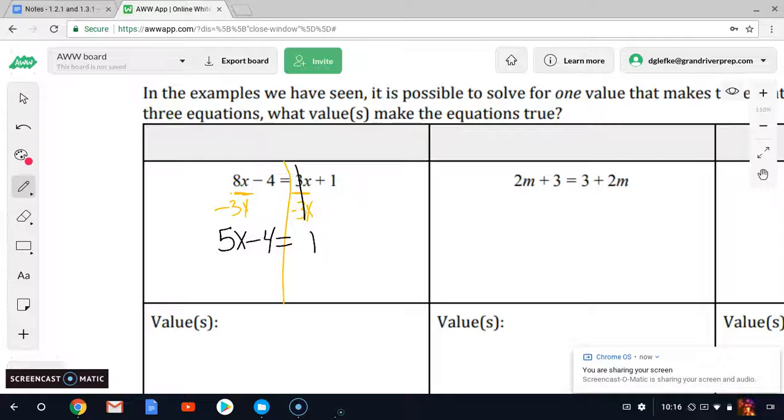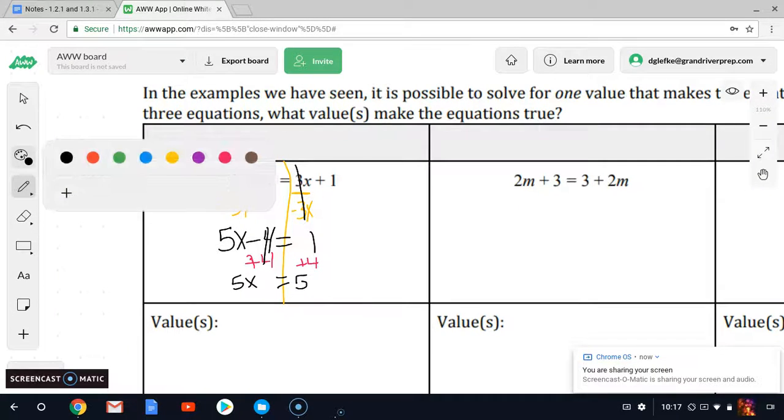If I look at where my variable is, now I only have one variable. I have the 5 and I have that minus 4. The minus 4 is the furthest, so we're going to do that first. Because we're subtracting it, the inverse is to add 4. So we're going to add 4 here and add 4 here. That is going to give us 5x, those 4's cancel, equals 5. So we get 5x equals 5.